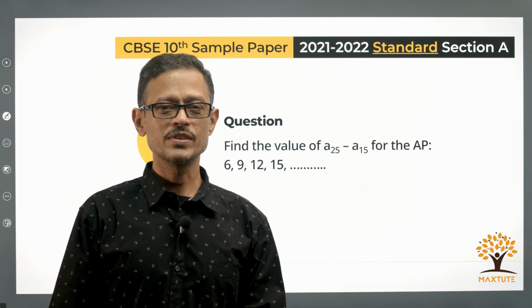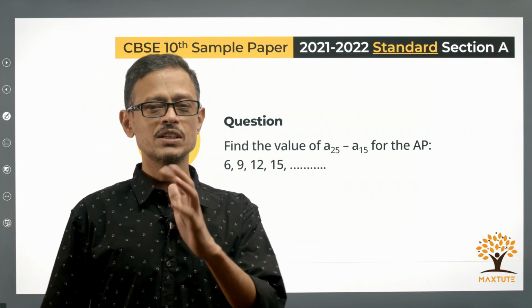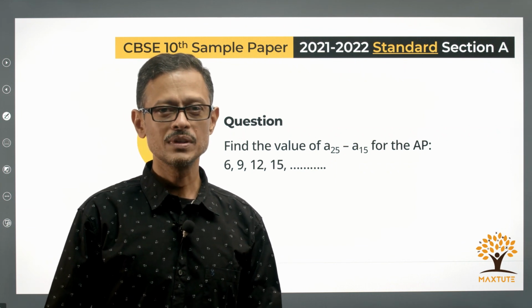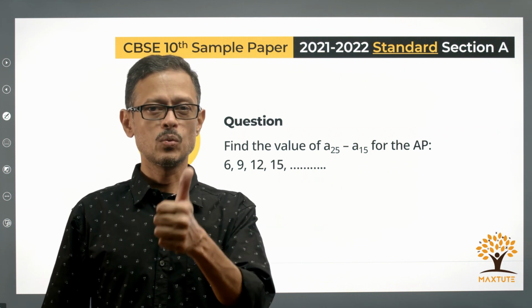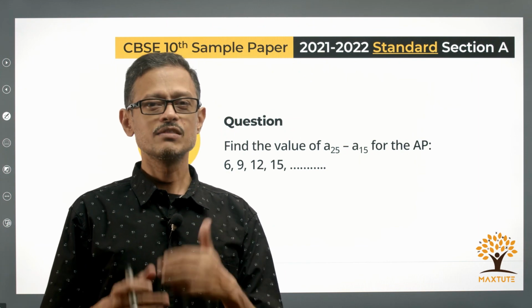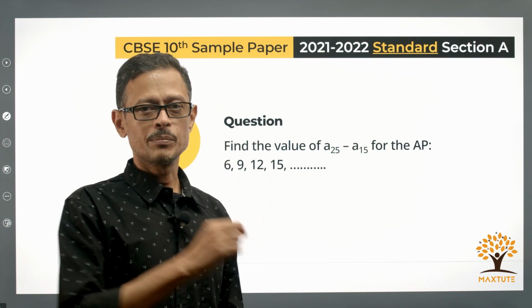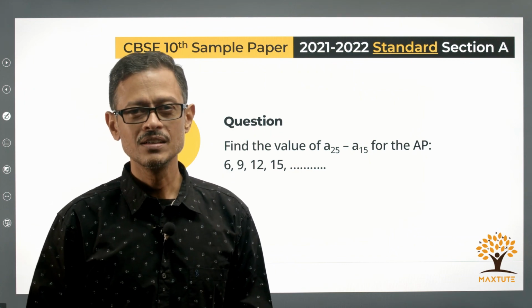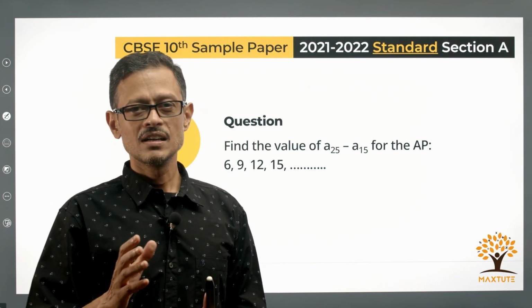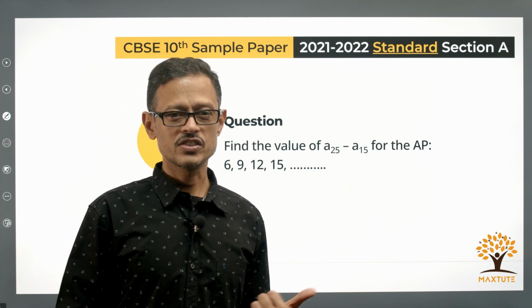This is a video solution to the sample question paper given by the board for term 2 in the academic year 21-22. We're going to be solving two questions. Question number 1, which is a 2-mark question, and question number 14, which is a case study based question. Both these questions appeared from this chapter, Arithmetic Progression. Both these questions are easy ones. Aasani se ho jayega. Let's get started with the first of the questions.